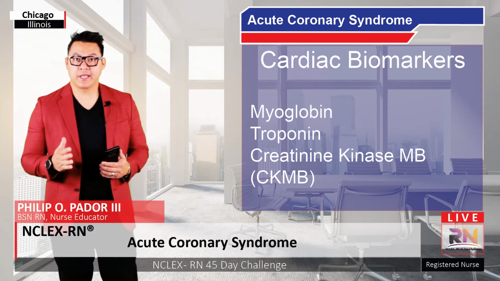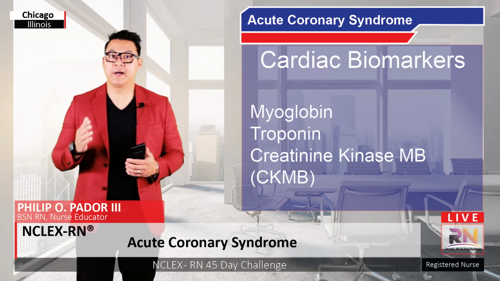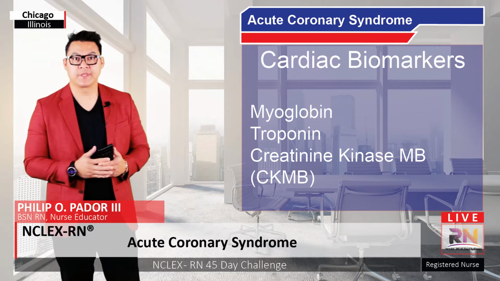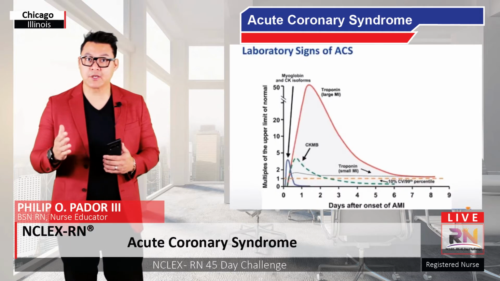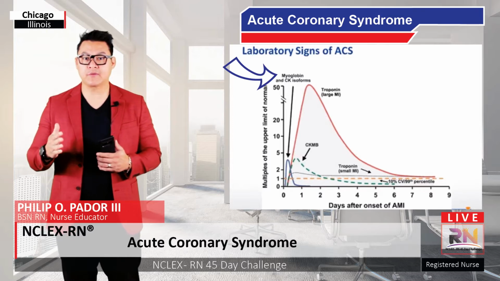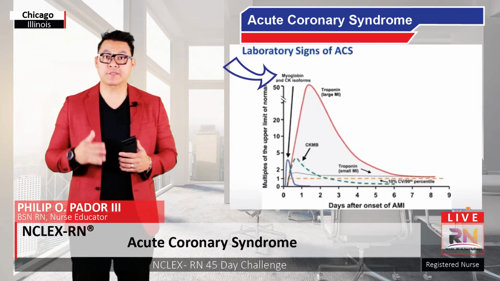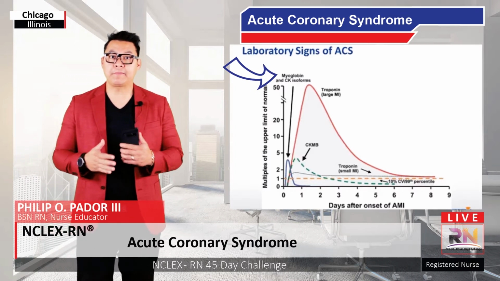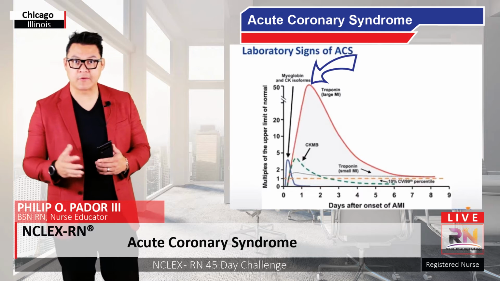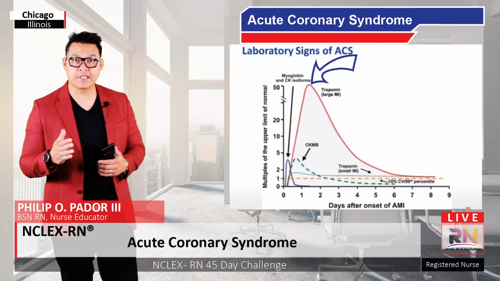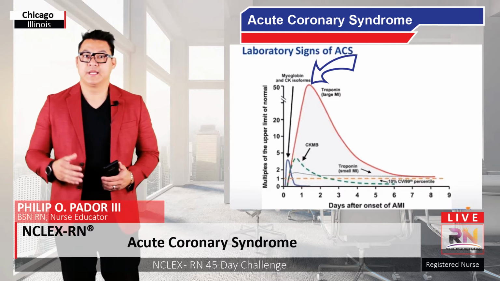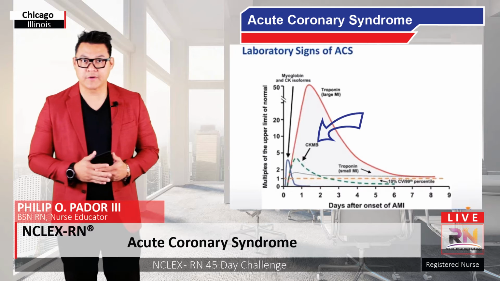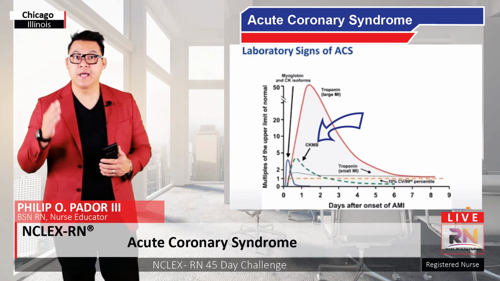These markers vary in their time to peak levels and the amount of time that they remain elevated before returning to normal. This graph illustrates that myoglobin is the first marker to peak, within 2 hours, and also the first marker to return to normal, within less than 24 hours. Troponin peaks next at 12 to 24 hours and remains positive on average up to 7 to 10 days. CK-MB peaks around the same time as troponin, at 12 to 24 hours, but returns to normal more quickly, in 3 to 5 days.